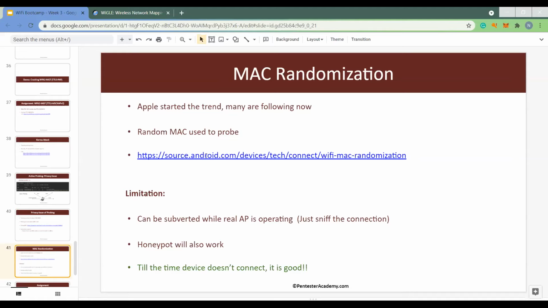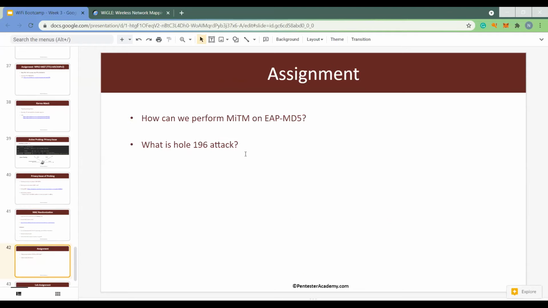If you want to read more on it, now Android also supports Wi-Fi MAC randomization. You can actually read these, or you can even search. You will find a lot of articles on these, and people trying to break and circumvent this.